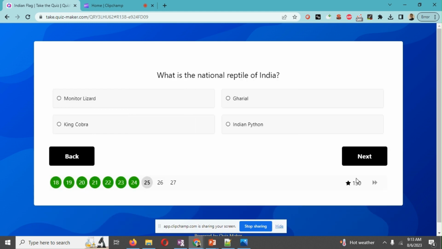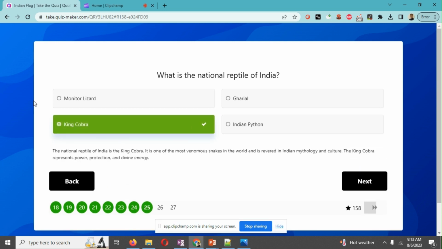What is the national reptile of India? This is an important one. The king cobra. The king cobra is the national reptile of India.